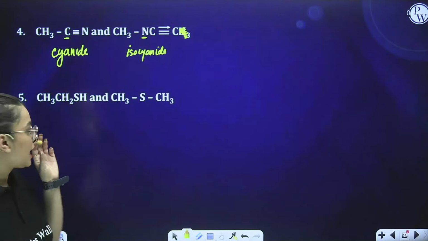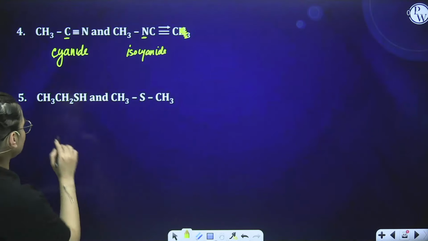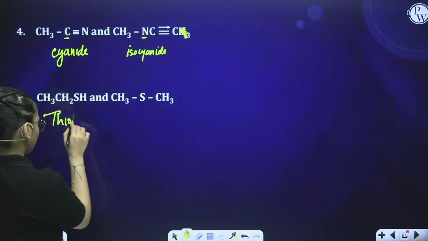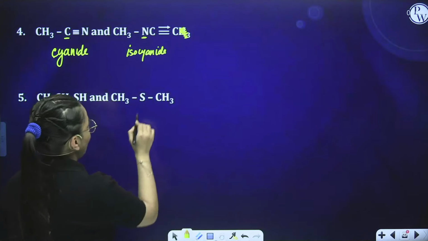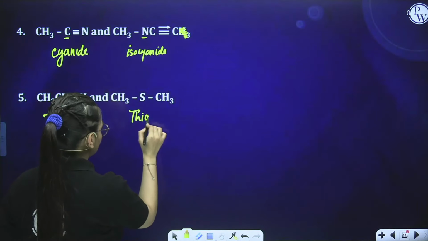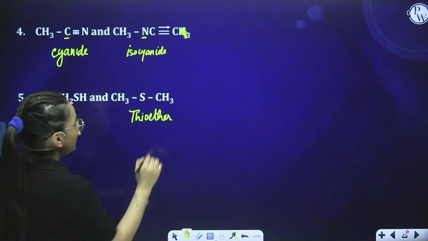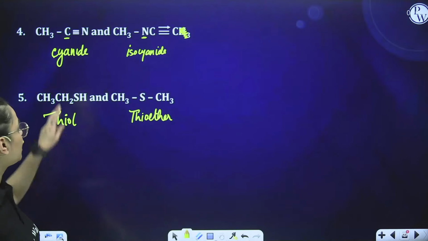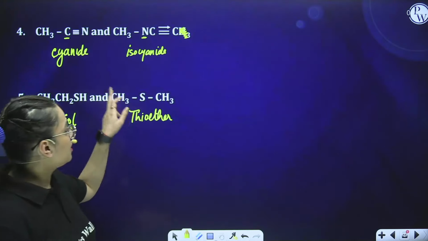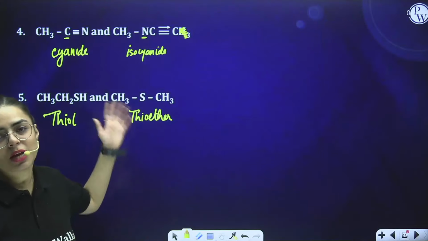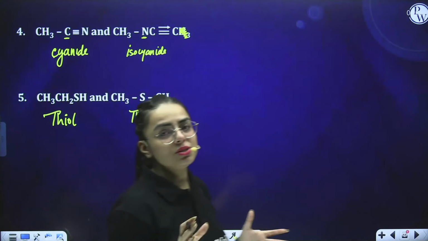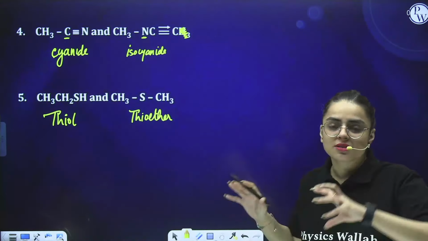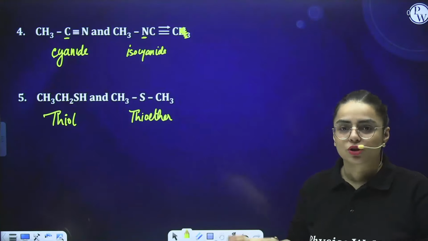Clear? Now if I talk about this case, this is thiol or thioalcohol. And if I talk about this case, this is thioether. Just like in alcohol we see the OH group, here we see the SH group. Just like in ether we used to see the oxygen, now we are seeing sulfur. Clear, students? Now this was functional isomerism, when there was a difference in functional groups, right?